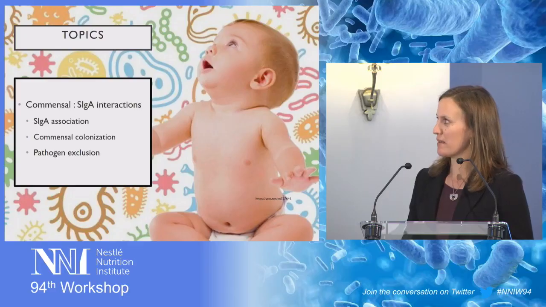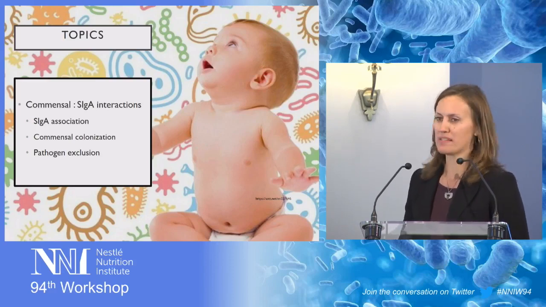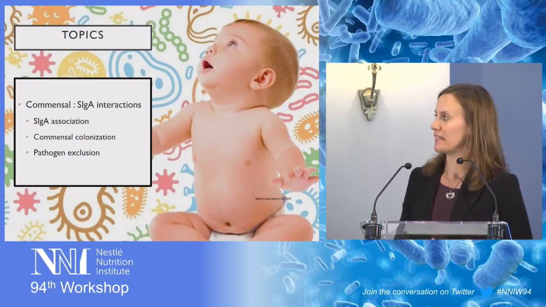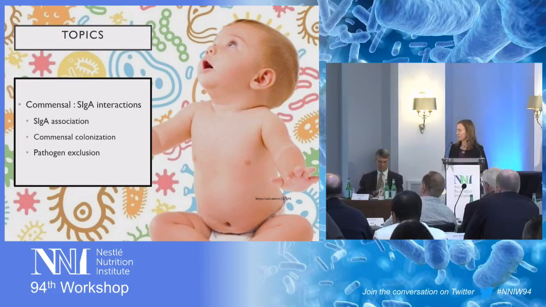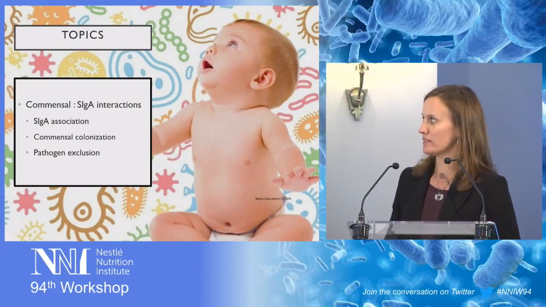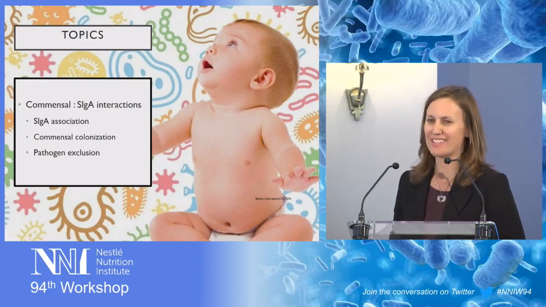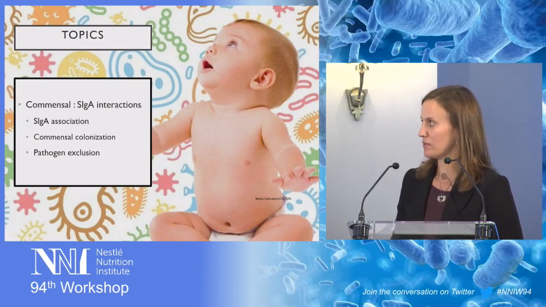I will be talking to you about this complex here, the commensal secretory IgA interaction, specifically in how commensals, or at least the few that I have been analyzing, in association with secretory IgA, impact commensal colonization, both in vitro and in vivo in a mouse model, and this investigation as to the ability of this complex, secretory IgA and commensals, to exclude pathogens.